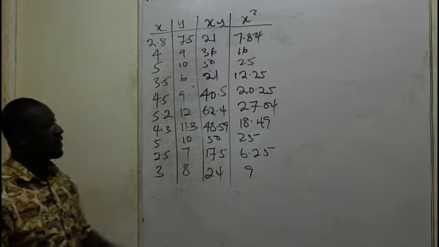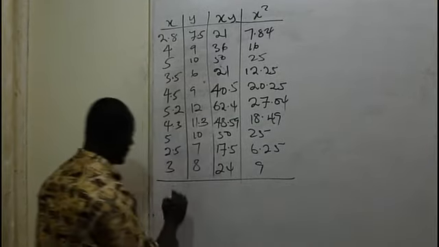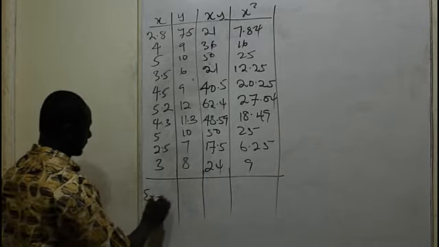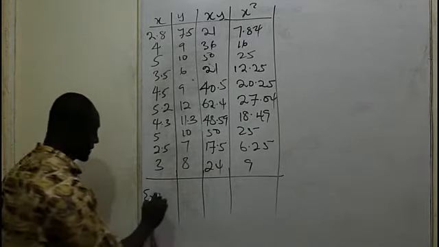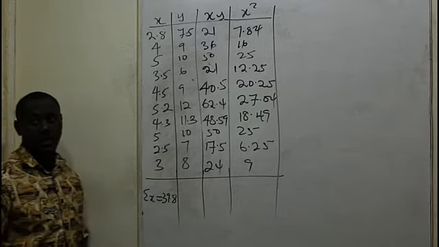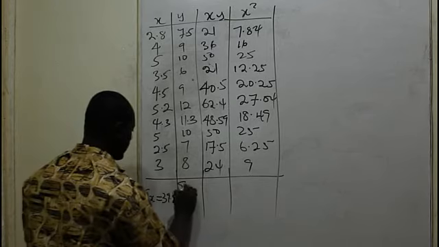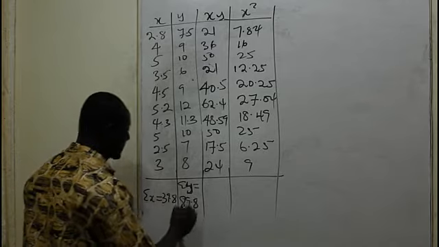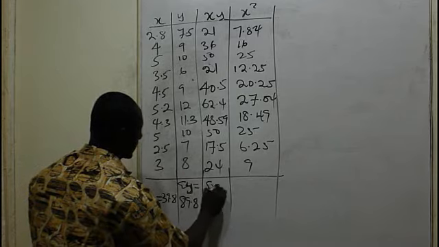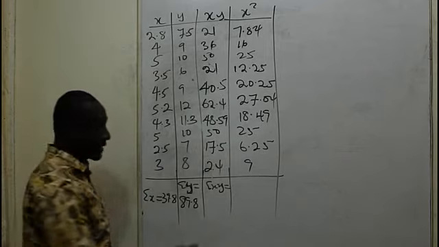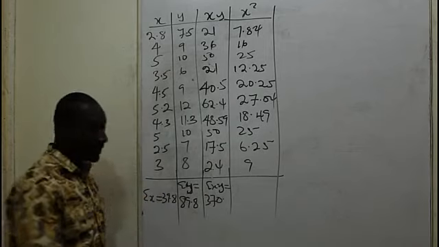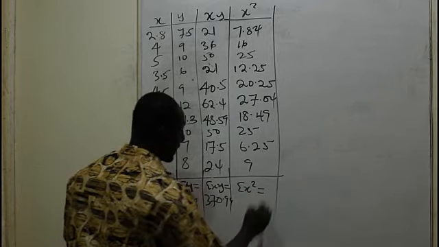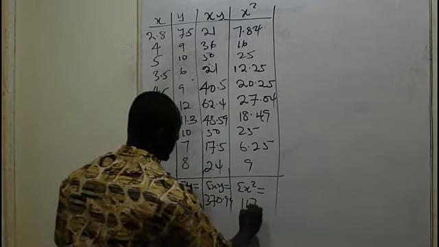If we have these values there, then what we are going to do is sum the columns. The summation of x is equal to 39.8. Then we sum the y's, and the summation of y is 89.8. Then we sum everything in the xy column, and the summation of xy gives us 370.99. And then we sum the last one, the summation of x squared, and that is giving you 167.12.